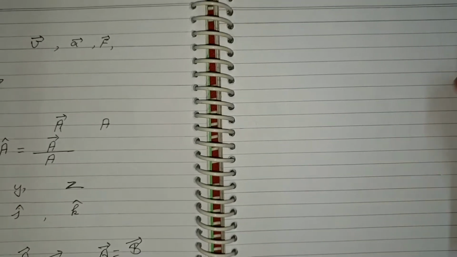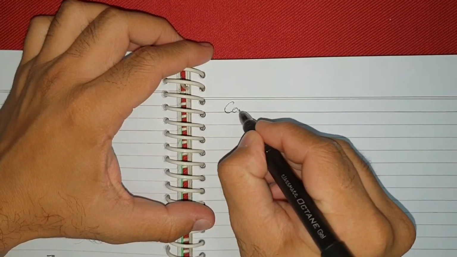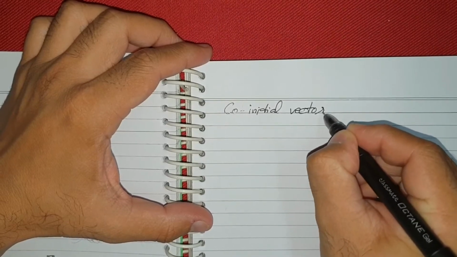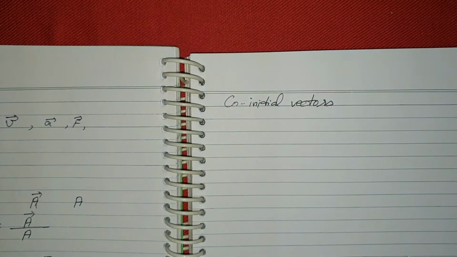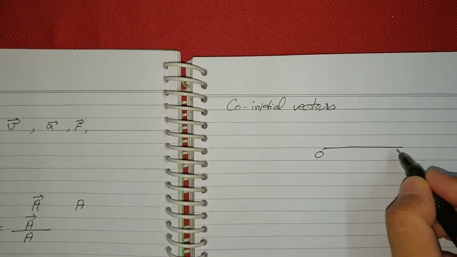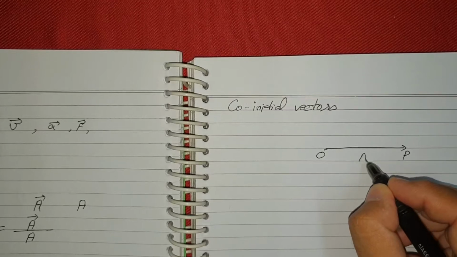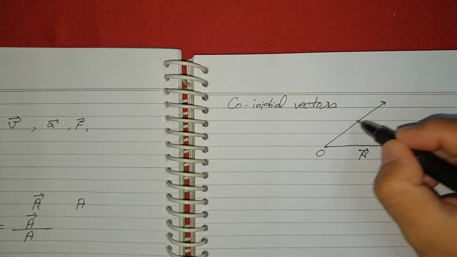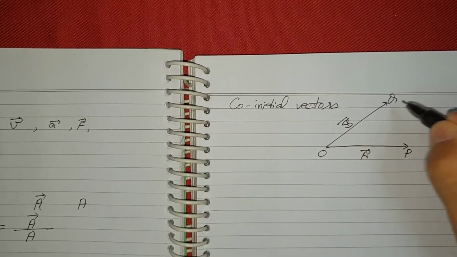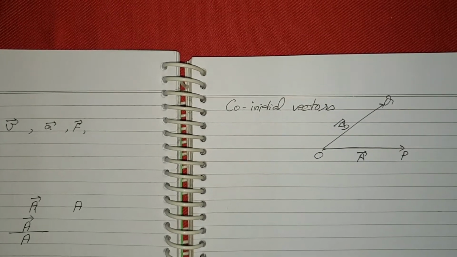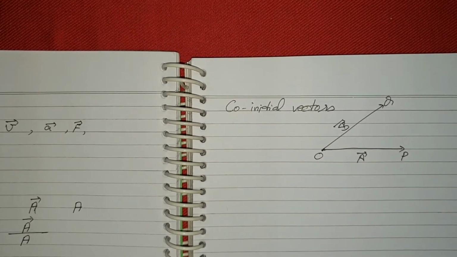Now, the co-initial vectors. Co-initial vectors are those vectors which have the same initial point. For example, if you take this as vector A, you can name this point P. So, OP is actually a vector. Similarly, you represent vector B like this, ending at Q. So, A and B are co-initial vectors. Why? Because they have a common initial point.